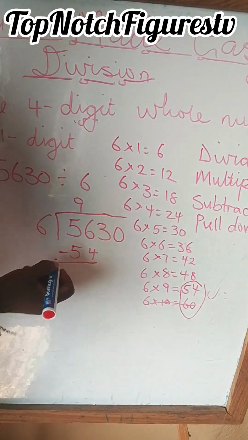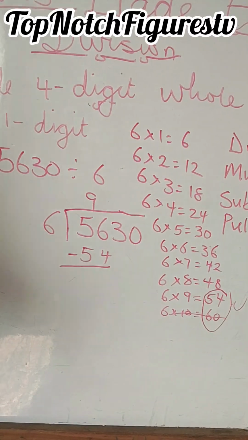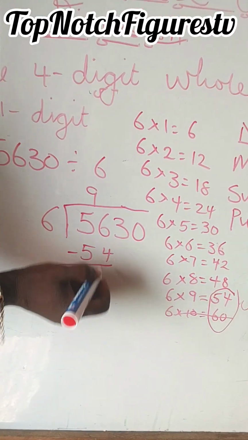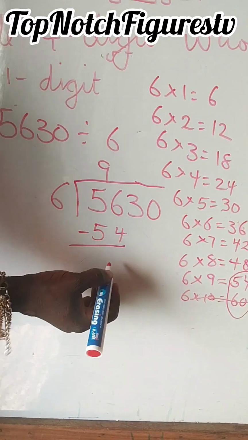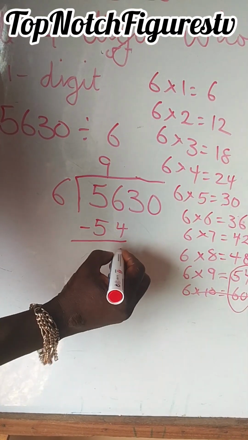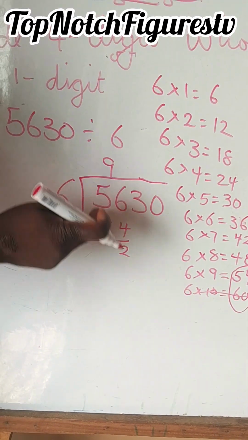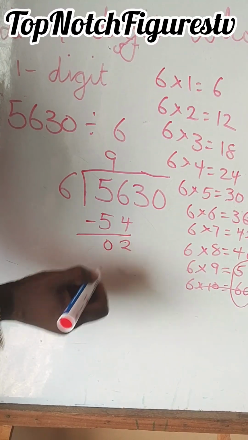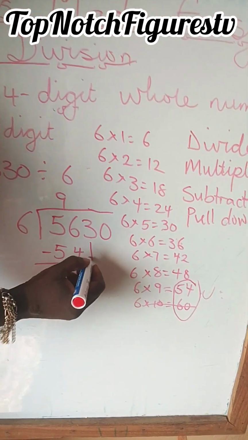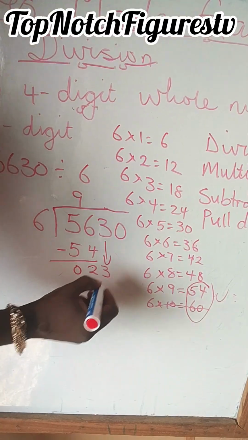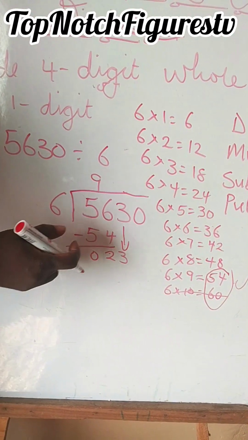So let's subtract this. 6 minus 4. What do we have? We have 2. 5 minus 5 will give us 0. After subtraction, what do we do? We pull down. Pull down your 3.